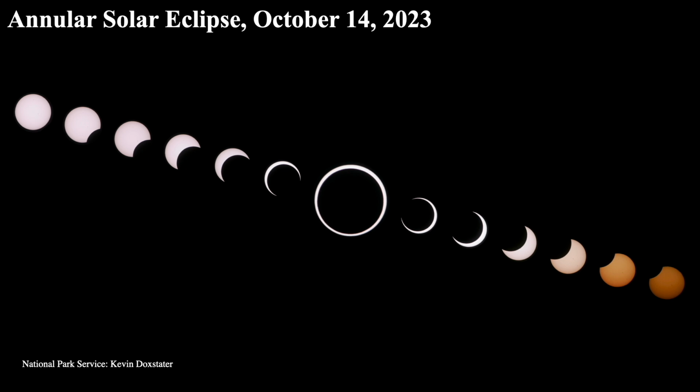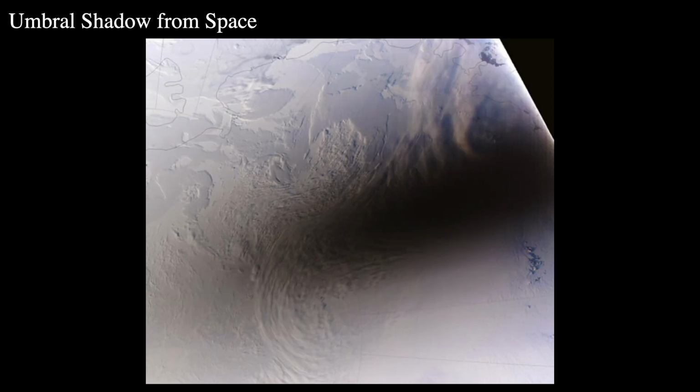Next, this was taken for the National Park Service by Kevin Dostaxler, October 14th, from the desert Southwest. And this is a progression of all the images taken together. And this is the umbral shadow as seen from space. And this is a really interesting thing. I believe this was aboard the International Space Station on November 13th of 2003. And this was downloaded from NASA's Goddard Space Flight Center.